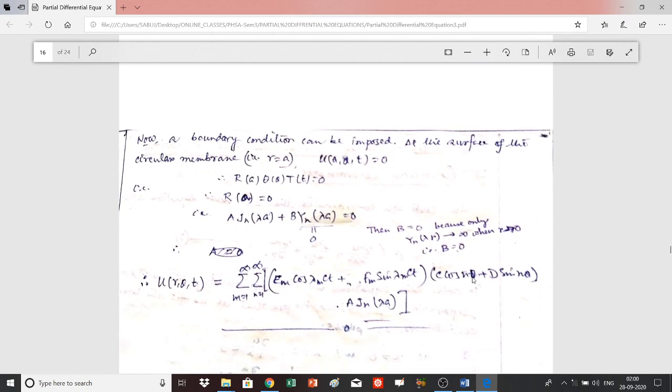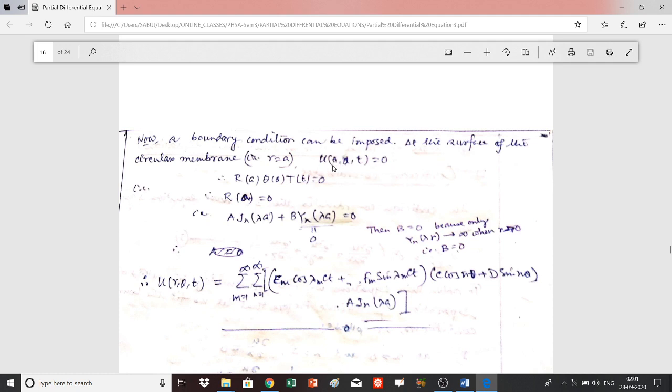Now a boundary condition can be imposed on this. What is that? That is for the surface of the circular ring, that is r is equal to a, because at the surface the value of u will be 0.